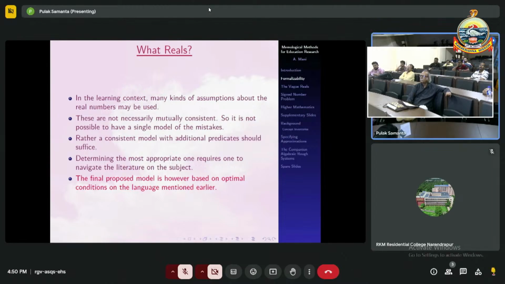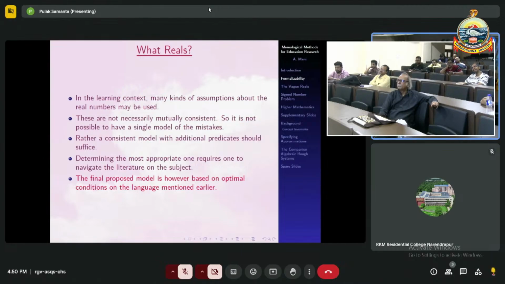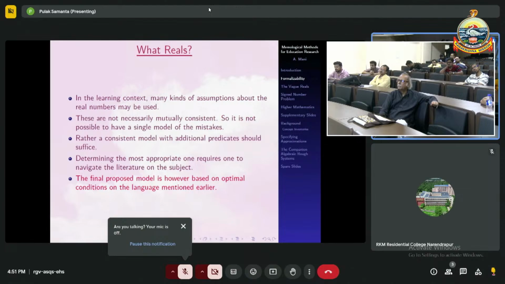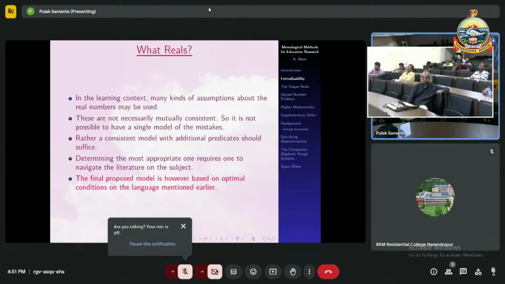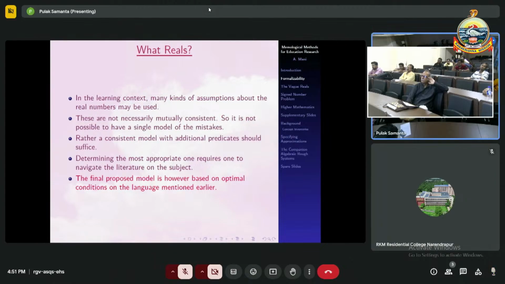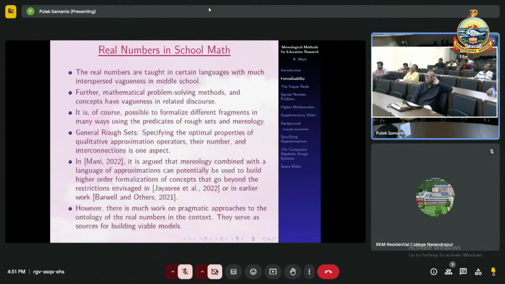That is my view. Determining the most appropriate one requires one to navigate the literature on the subject of education research, not just of school math textbooks. And the final proposed model is based on optimal conditions on the language mentioned earlier, or I didn't mention. Anyway, it's fine. I'm skipping something.